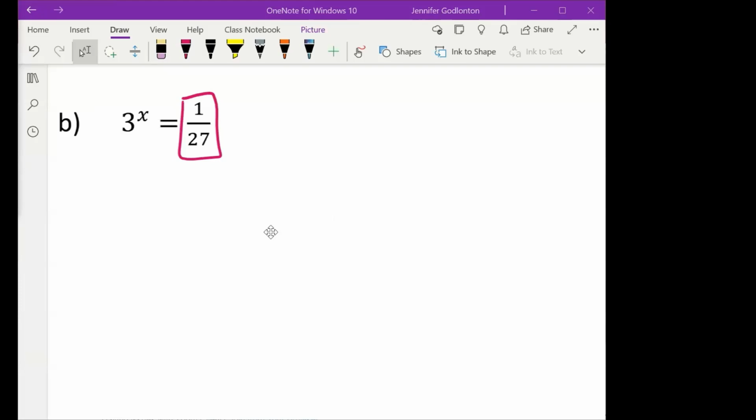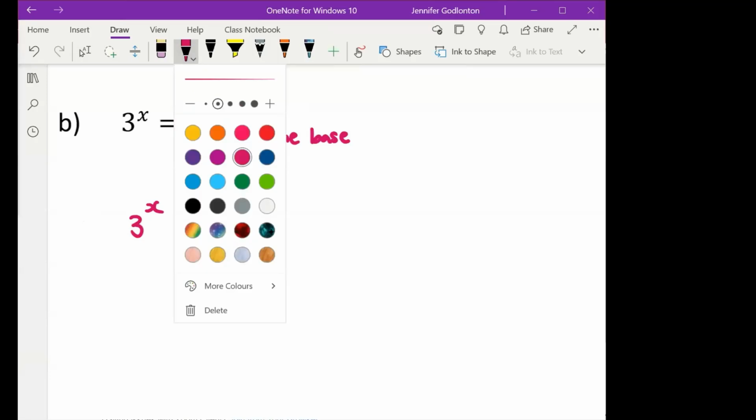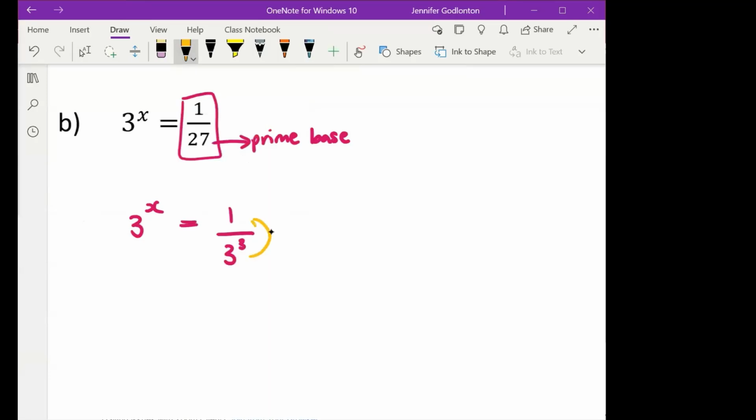So I'm seeing some good things happening in the chat here. The first thing that we want to do, because we don't want to skip any steps, is we want to say that 27 is equal to 3 cubed. So 1 over 3 cubed. That's our first step. So the first step is we get this 27 into its prime base. But I can't compare these right now because the one is a whole number, the other one is a fraction. So I have to move this up to the top.